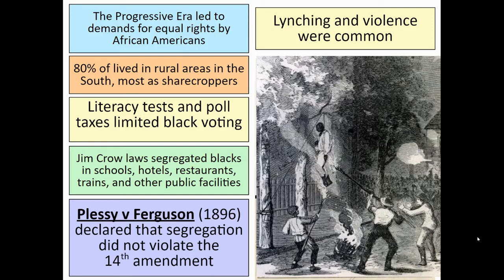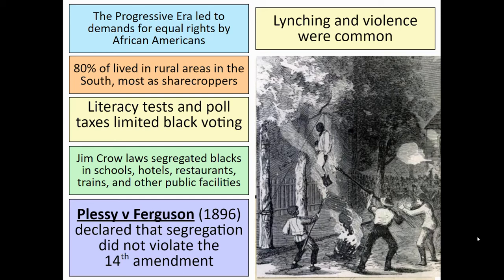The Progressive Era is also going to lead to demands for African American rights. 80% of African Americans lived in rural areas in the South, mostly as sharecroppers, which I talked about in the Reconstruction time period. There are barriers to them actually being able to vote, including literacy tests and poll taxes, which will limit their right to vote. Jim Crow laws will be in full force with segregation of schools, hotels, restaurants, trains, and other public facilities.